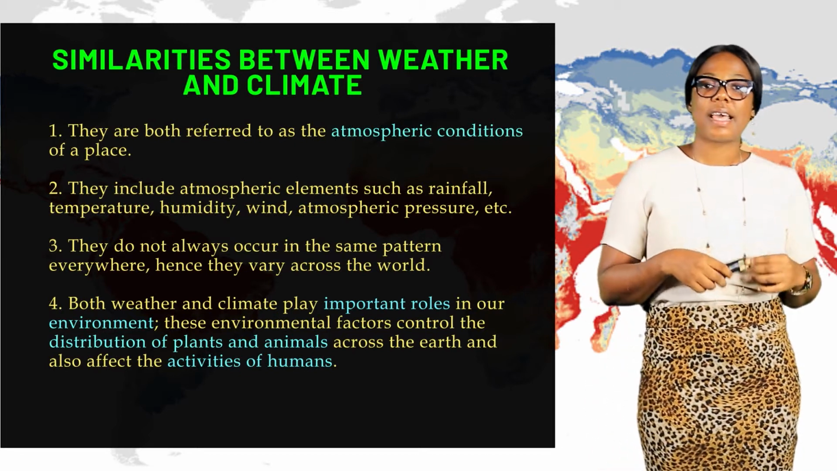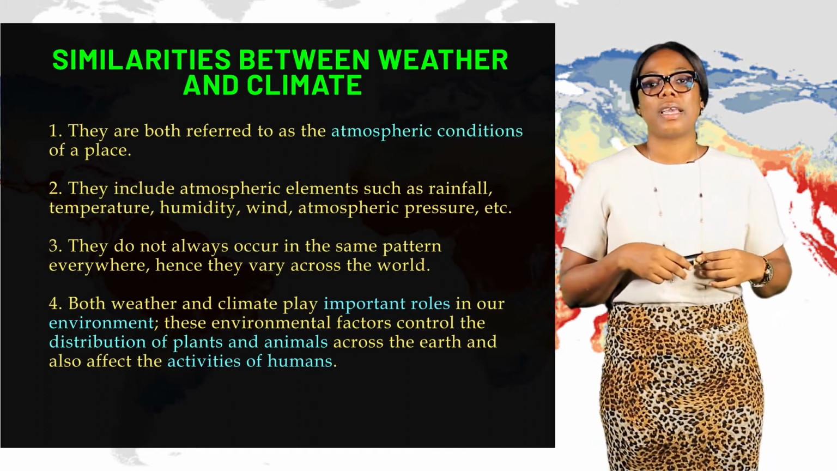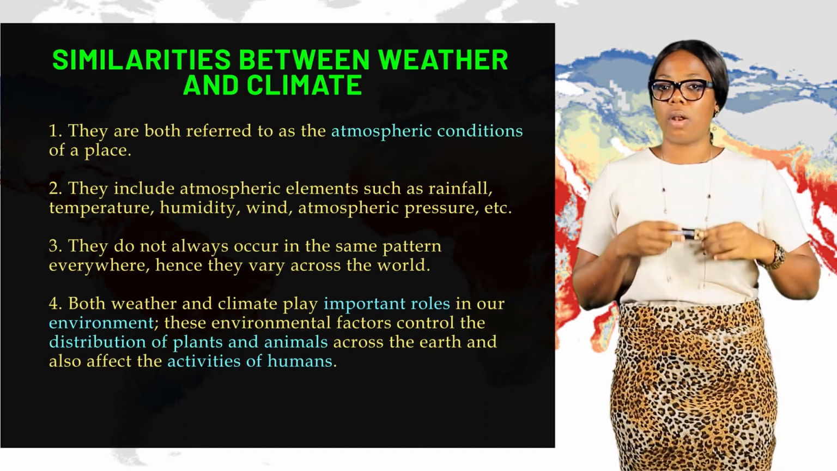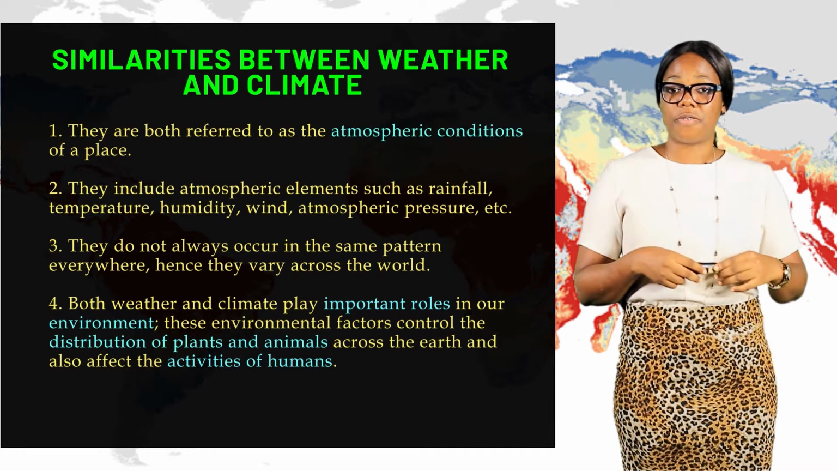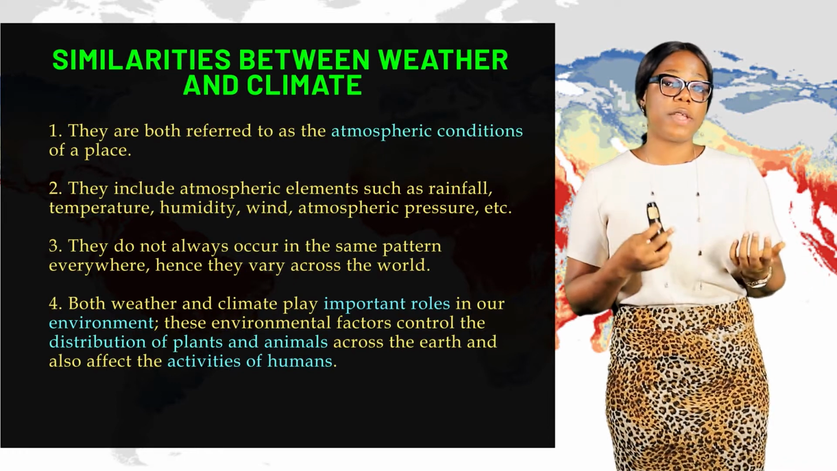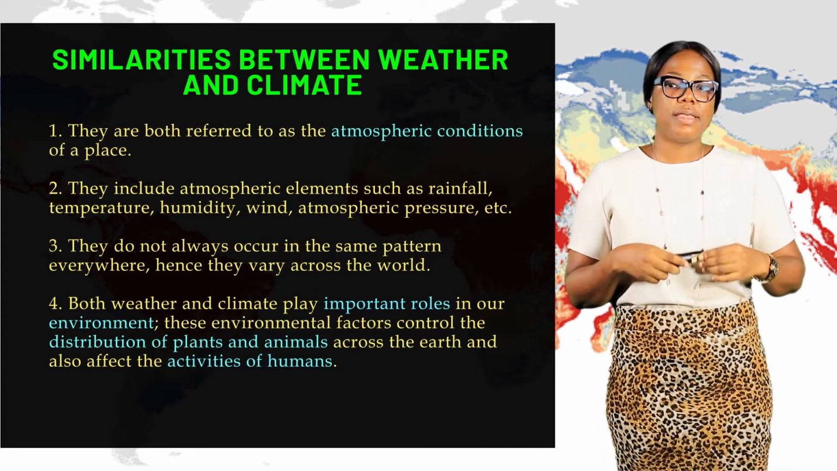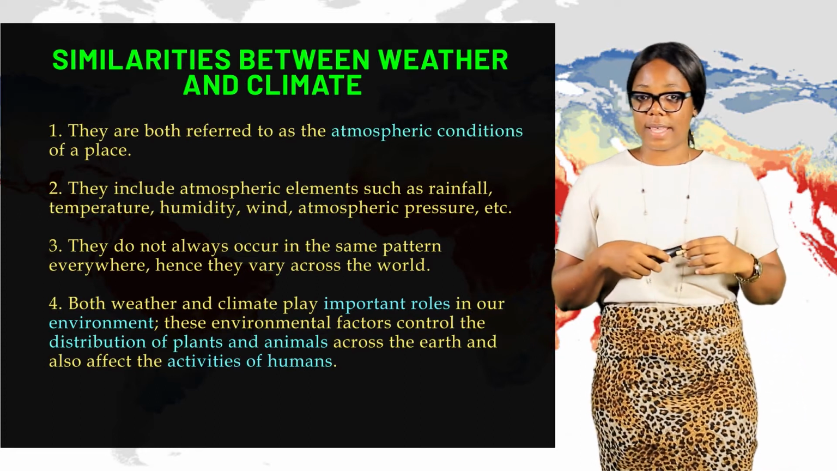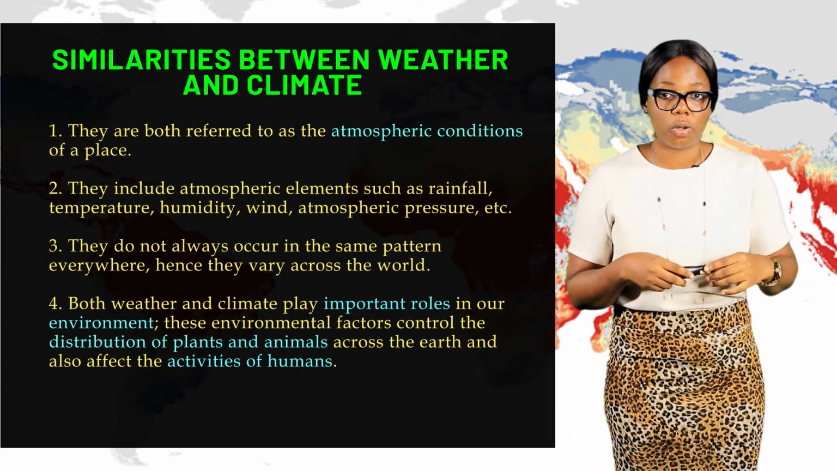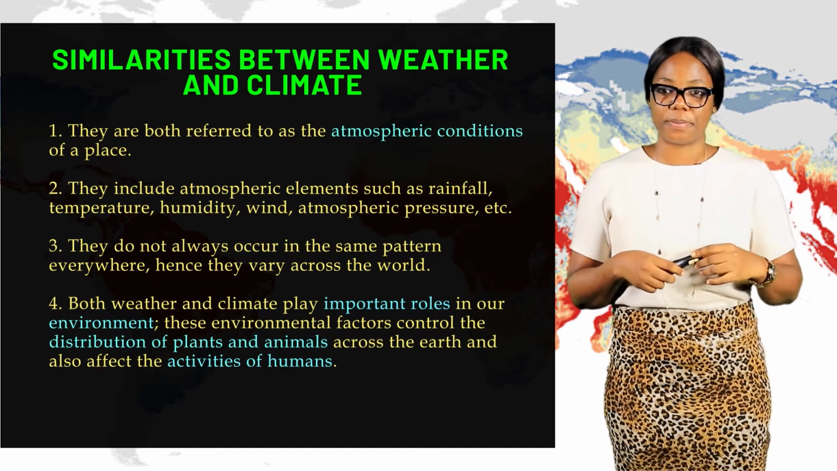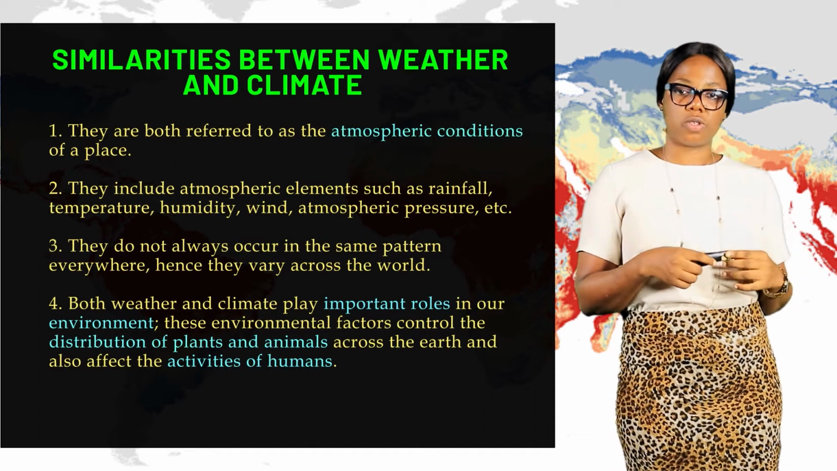The first is that they are both referred to as the atmospheric condition of a place, either a region or a particular location. Both climate and weather have atmospheric elements such as rainfall, temperature, humidity, wind, etc. These elements, when studied together, can be used to tell the weather condition or climatic condition of a place or a region.